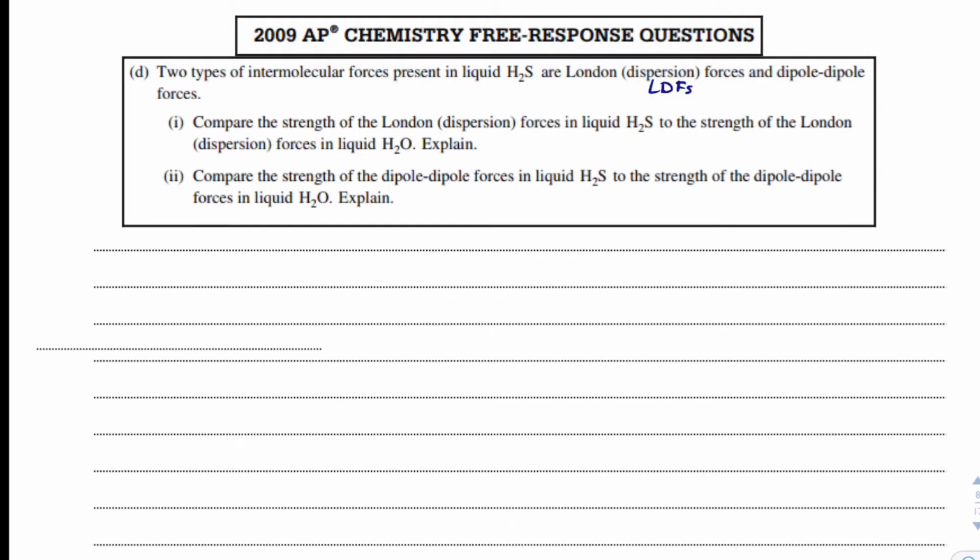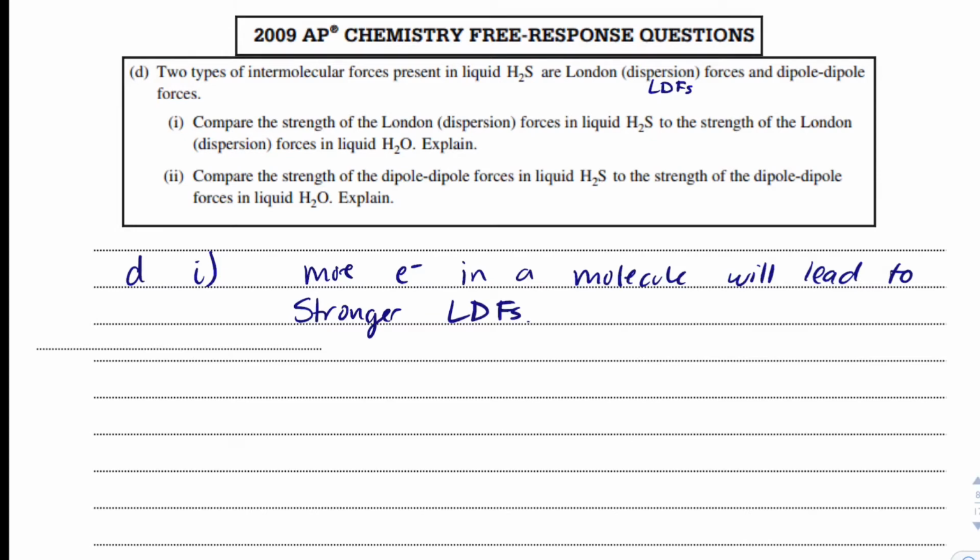Compare the strength of the London dispersion forces in liquid H2S to the strength of the London dispersion forces in H2O. So one thing that we need to know is that the more electrons, and I'm talking total electrons, not just valence electrons, in a molecule, that will lead to stronger LDFs, and that's because there's going to be greater polarizability with the more electrons in the electron cloud.